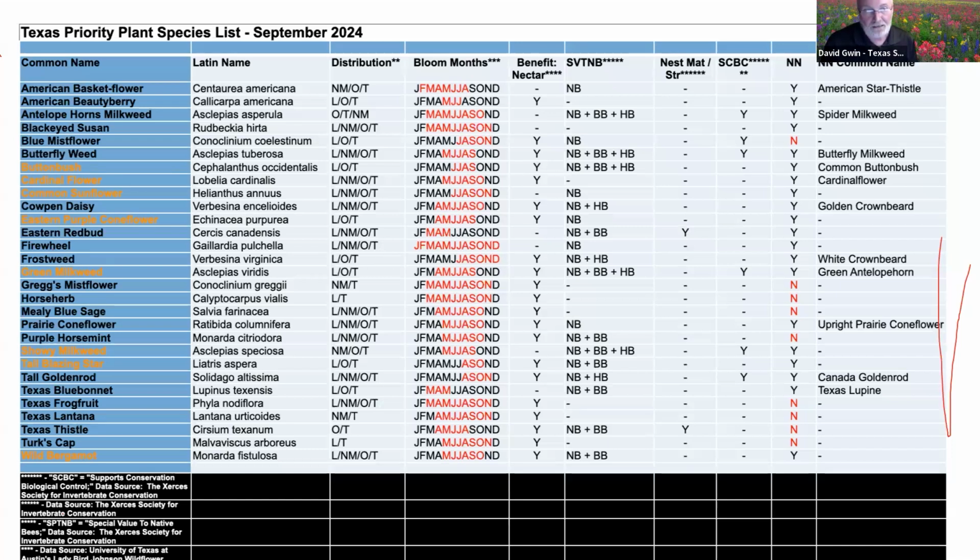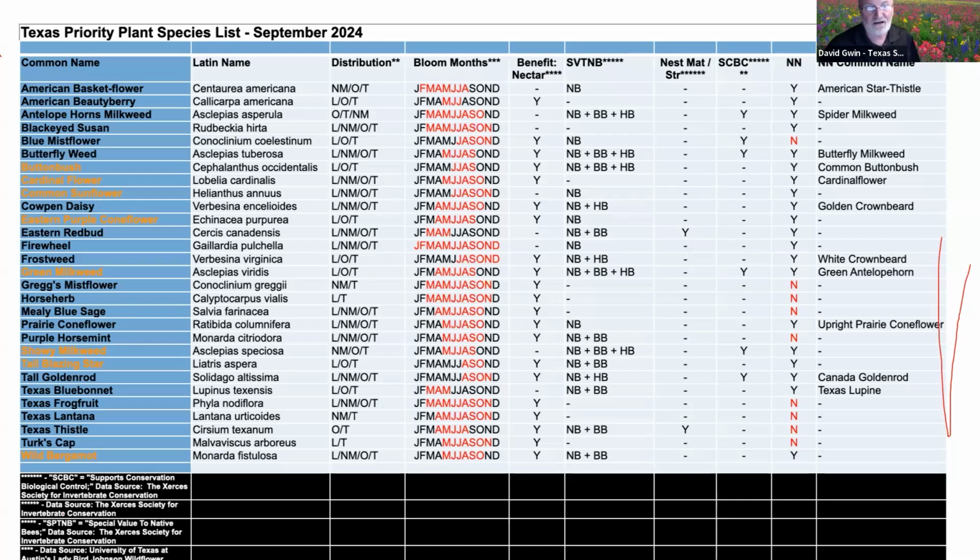The next column shows you the Latin name. The column after that shows you the distribution. Now, I mentioned that we are trying to stay true to the 4 states that were a part of this project. So there are no plants on this list that would only be found in one state. In fact, to make it on this list, you had to be found in at least 2 states.